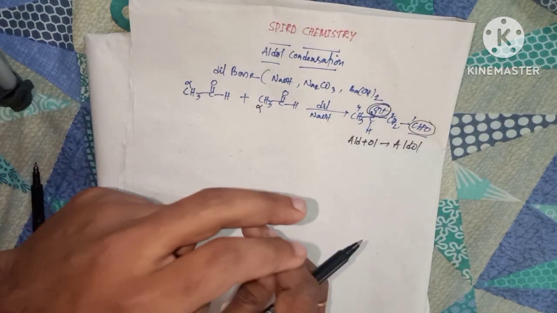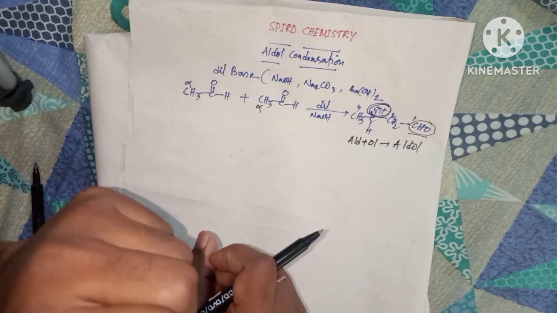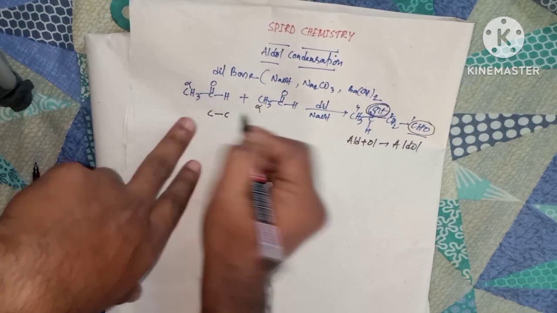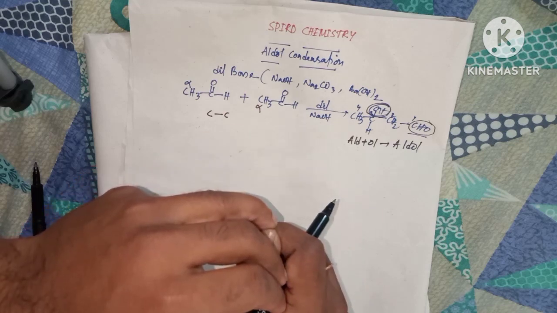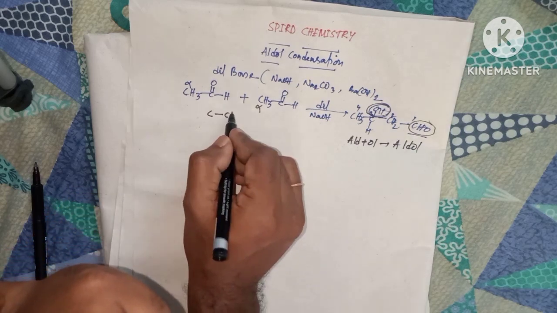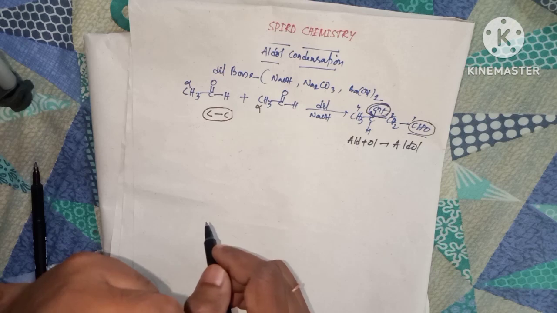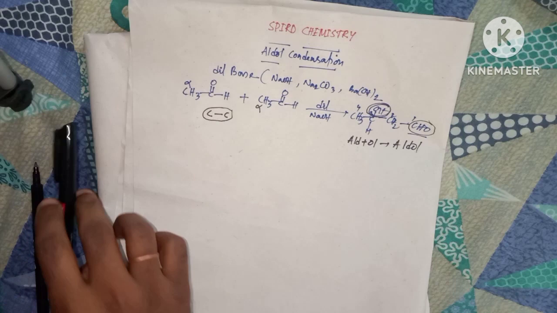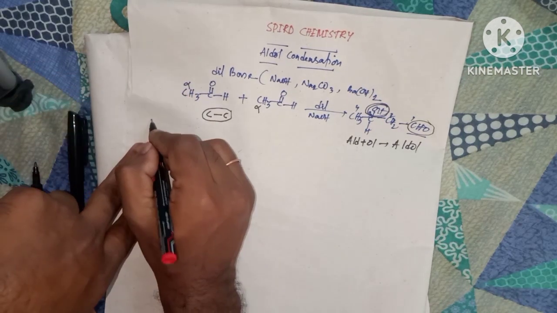What is the importance of this reaction? Why do we read this type of reaction? Because they form a new carbon-carbon single bond. That's why this is an important reaction, because there is a formation of a carbon-carbon bond. So now we discuss the mechanism. Without the mechanism we cannot understand a name reaction properly.